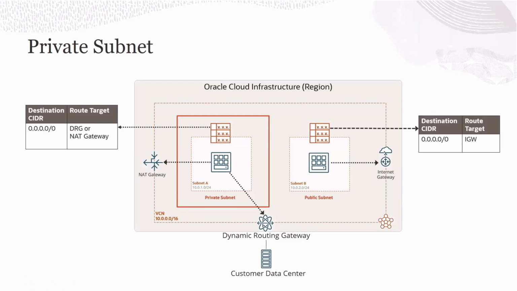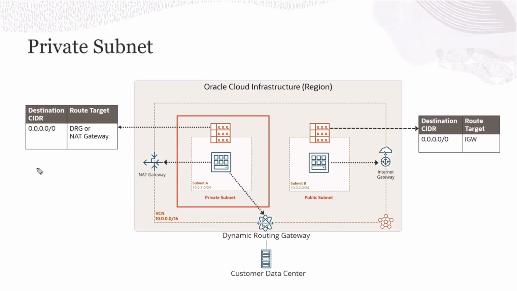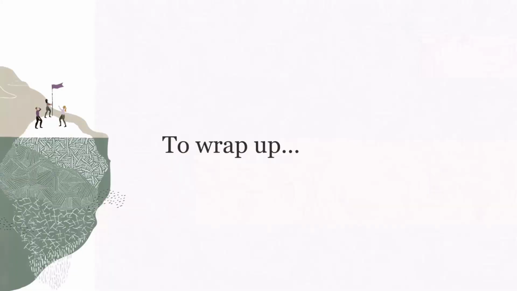Our focus will be this side. So here you see two constructs. One is NAT gateway. The other one is dynamic routing gateway for communication with the customer data center, and NAT gateway for communicating with the internet. So this is basically how the route table is going to look like for the private subnet. So this marks the end of this lesson. Thanks for your time and hope you are enjoying this learning experience.